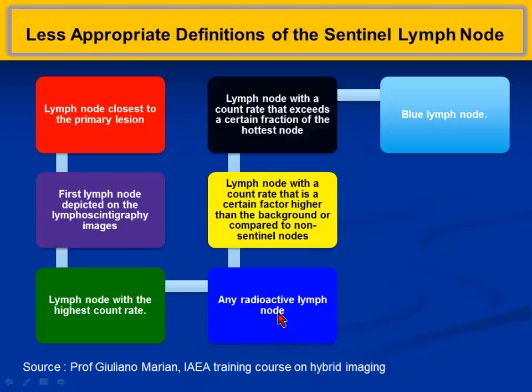So it varies between the surgeons, but the majority of surgeons are really happy with you only when you show them one node. They don't want to go there and do quite a lot of surgery. They're not happy with that. Another definition is a lymph node with a count rate that exceeds a certain fraction of the hottest node. So even if there are multiple nodes, the surgeon usually will pick up the hottest node as the sentinel node. Some centers will also combine it with a blue dye technique. If the hot node matches the blue node, then they take that as the sentinel node.